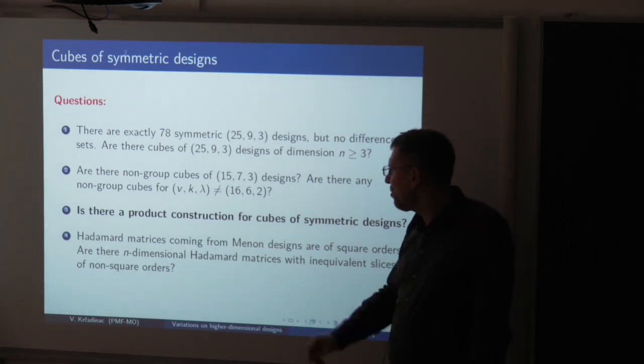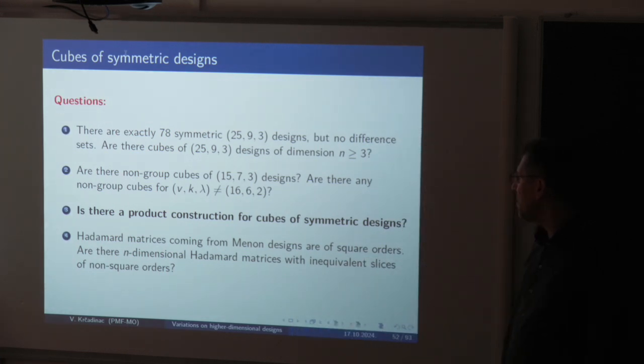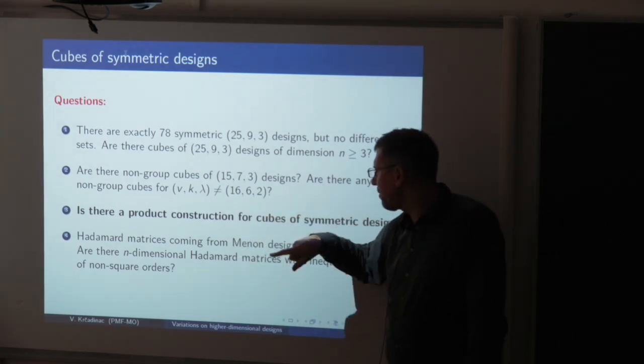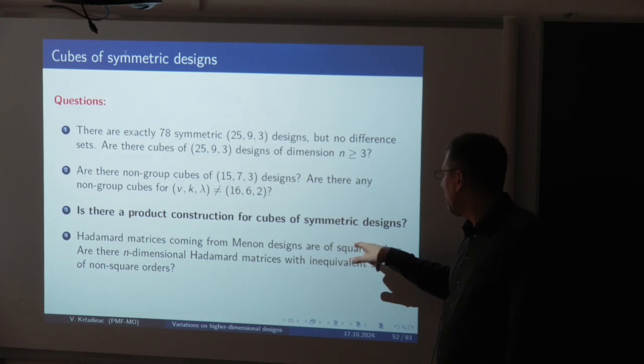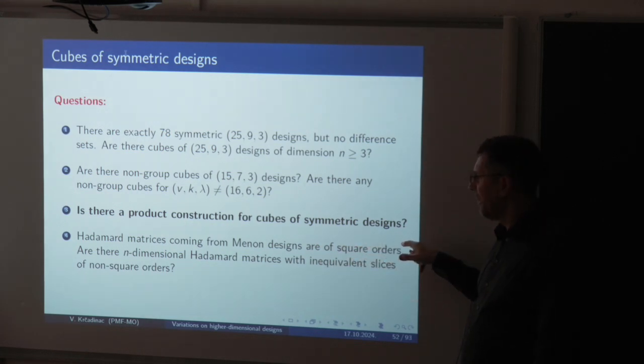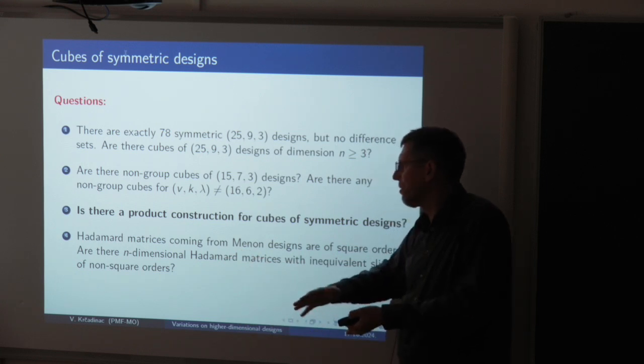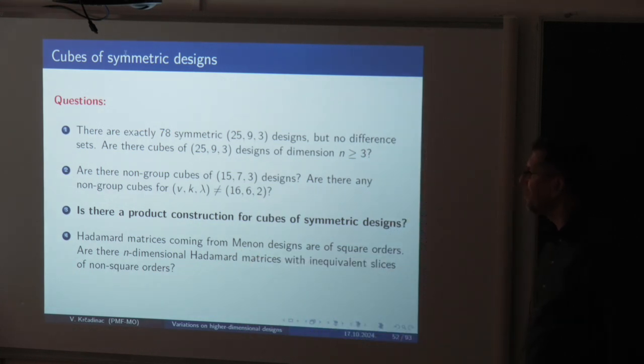And then there's this question whether there are any Hadamard matrices with inequivalent slices, except the ones I showed you, because the Menon designs actually have to be of square order. Are there any examples with inequivalent slices but non-square orders, let's say for Hadamard matrices? This is another one. We tried but didn't manage to find.